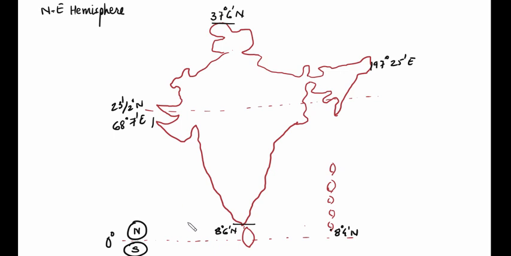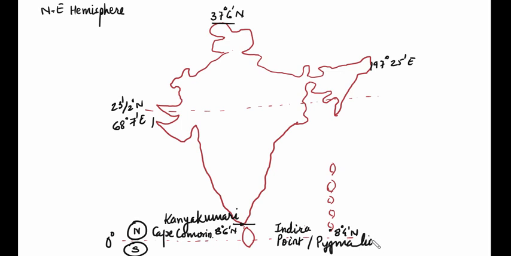The southernmost tip of mainland India is Kanyakumari, or it is said to be Cape Comorin. Whereas the southernmost tip of India, this is mainland India, this is the southernmost tip of India, it is Indira Point, or Pygmalion Point. Okay.